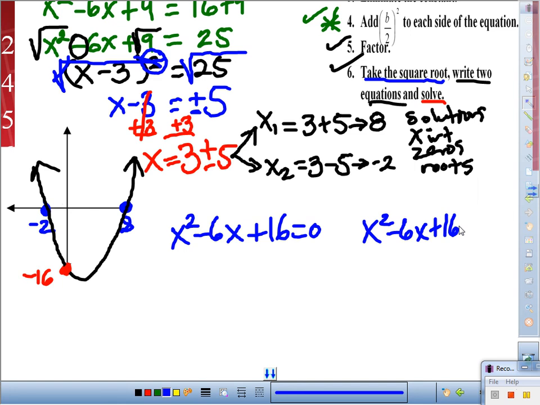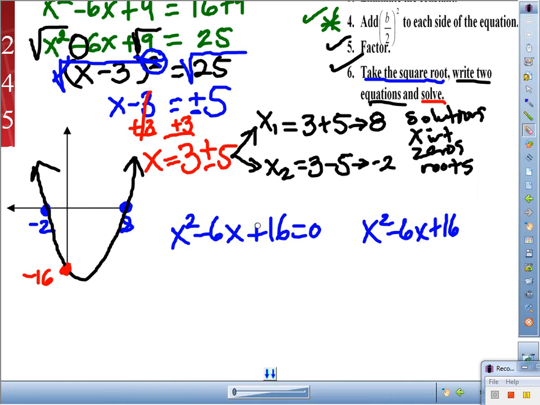Is it plus 16 or minus 16? Oh, my bad. Minus 16. I did that to see if you were paying attention. Equals 0. So what values am I substituting in there, guys?